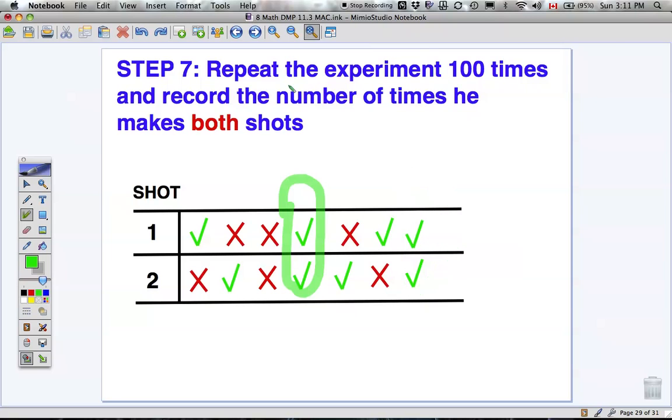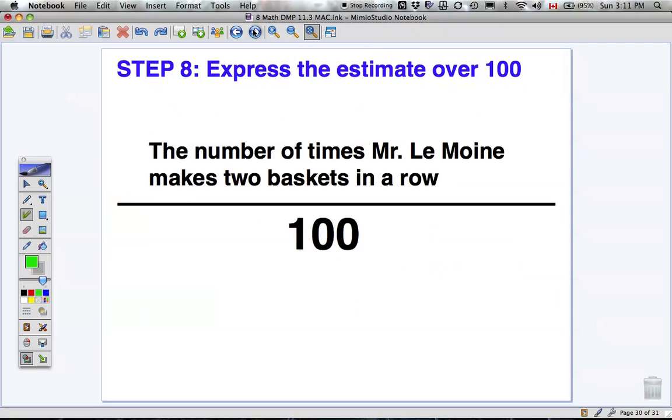We will then, finally in step 8, express the estimate over 100: the number of times Mr. Lemoyne makes 2 baskets in a row. Booyah.